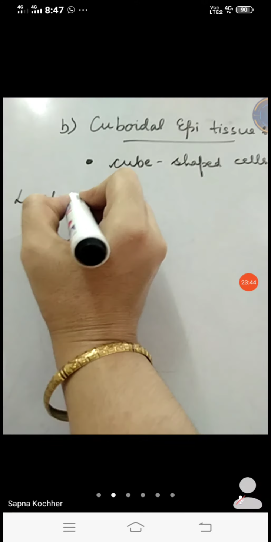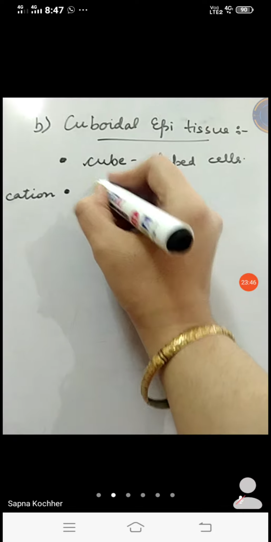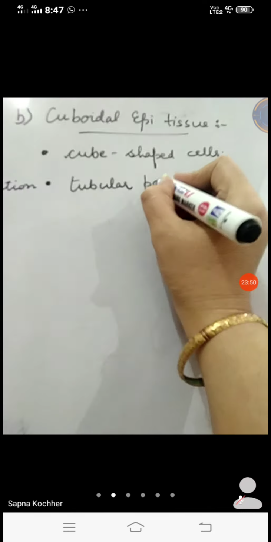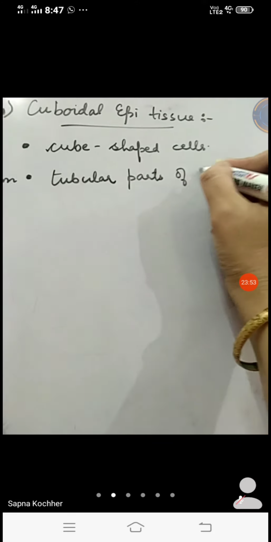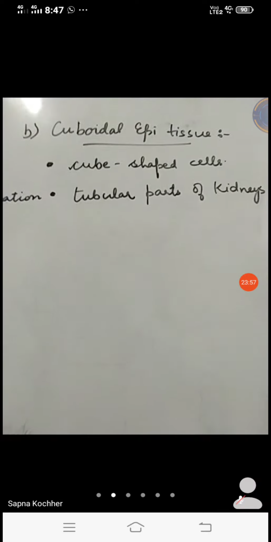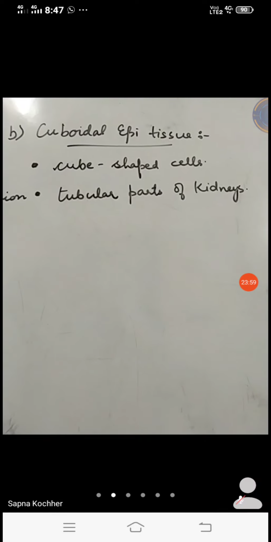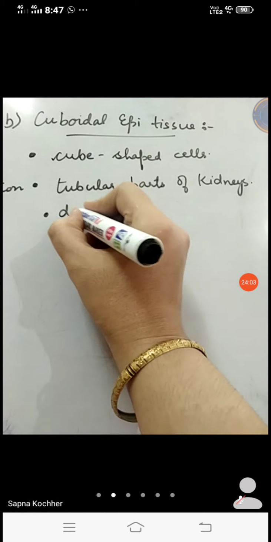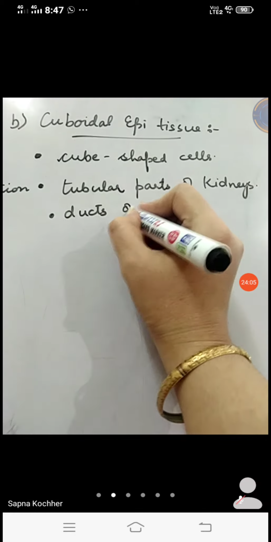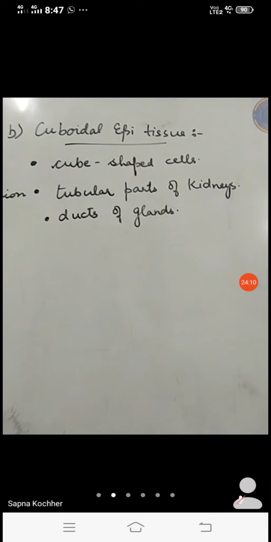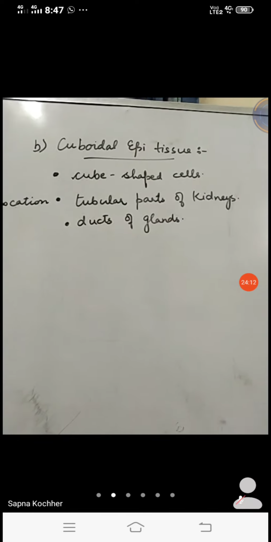So you can write down the location for these. Location says that these cells are found in the tubular parts of kidneys. They are found in the tubular parts of the kidneys. Also, they are found in the ducts of the glands. So usually they are found in the duct-like structures, tube-like structures.